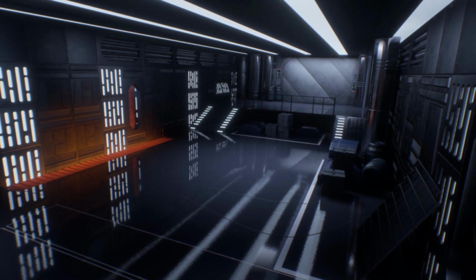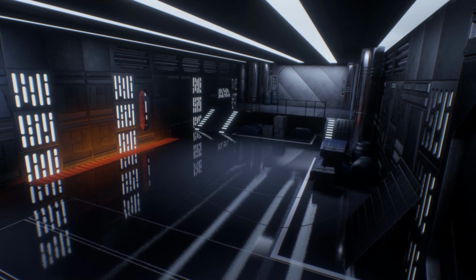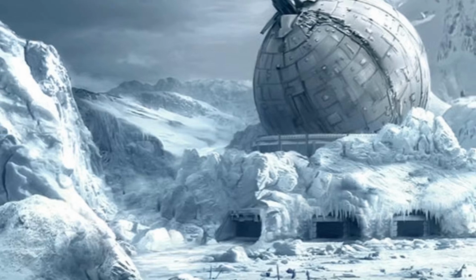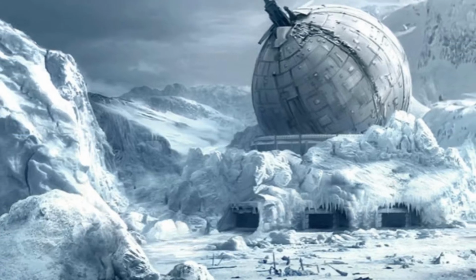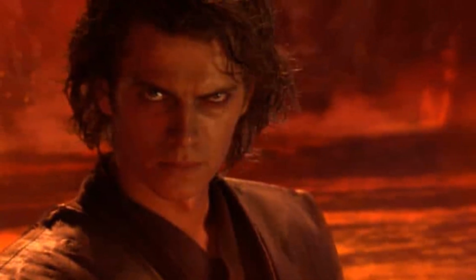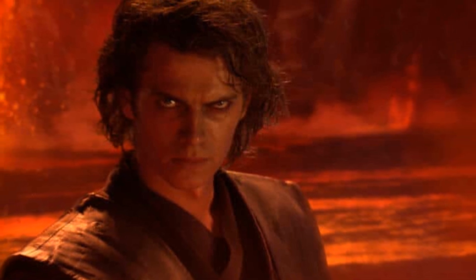Its cold, metallic, and impersonal interior can reflect the dehumanizing nature of totalitarian regimes. Or for another cold example, Hoth can symbolize the cold realities of war and resistance. My favorite to point to is Mustafar's fiery environment mirroring the rage and turmoil inside of Anakin.